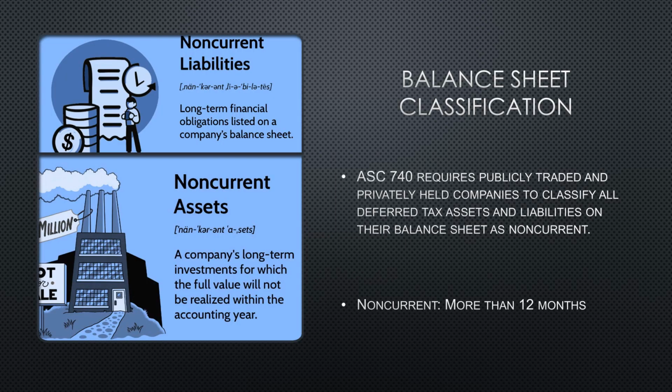So on the balance sheet, the ASC 740 requires public companies and privately held companies to classify all deferred tax assets and liabilities on their balance sheet as non-current. So remember that non-current means more than 12 months.